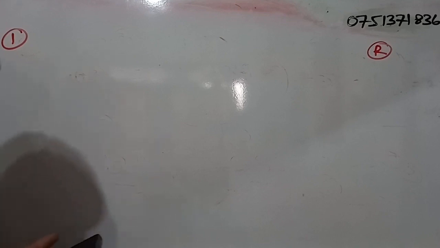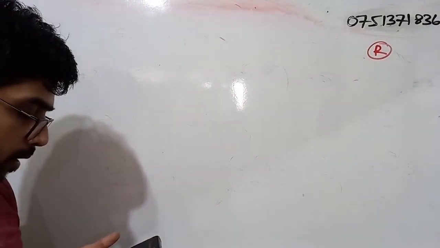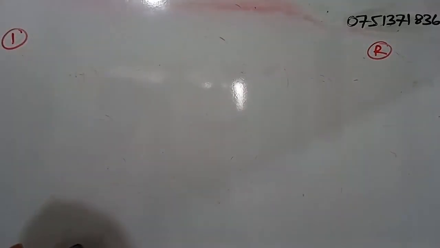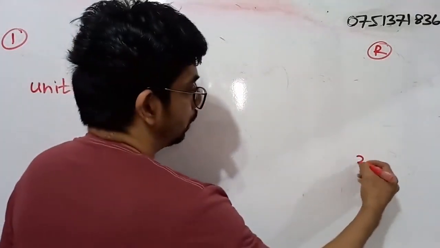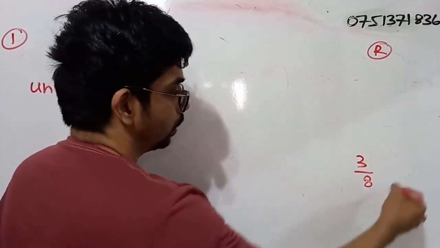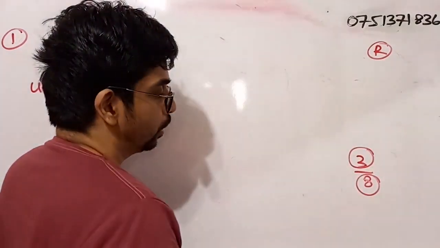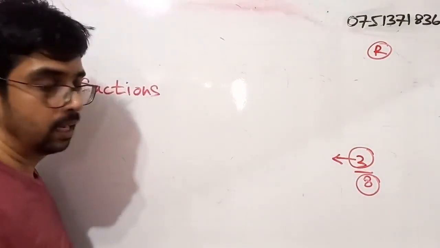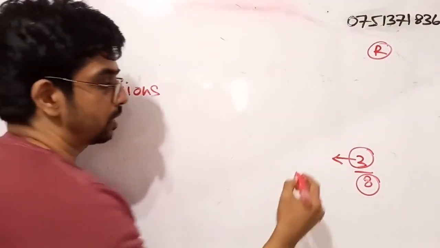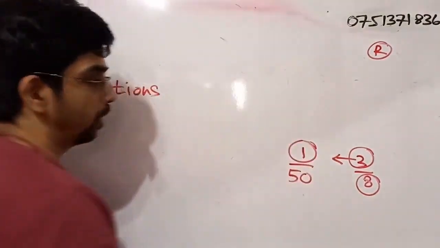Right. So we have been given several fractions there. So we have to select them. So first of all we have unit fractions. Right. So unit fractions are what? When we think about a fraction like 3 by 8, this is a fraction, this is the numerator, this is the denominator, right? In unit fractions, the numerator is always 1, something like 1 by 50. The numerator is always 1.